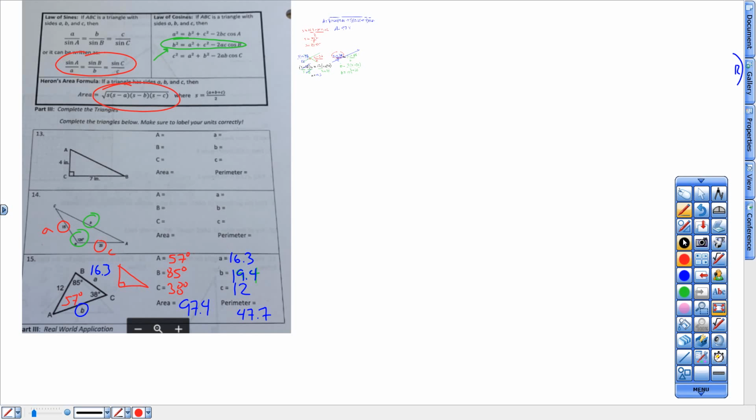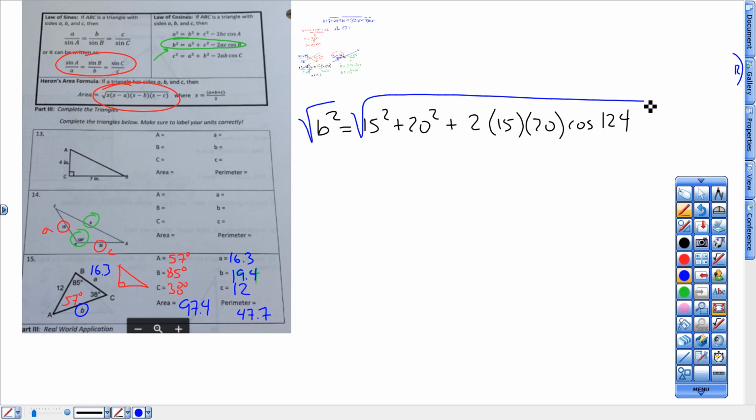All right, so here I go. To find that angle, b squared equals a squared. A is 15 plus b squared is 20 squared, I believe, plus 2 times a times c times cosine 124. I am square rooting this whole madness piece to get what b is. Good luck. All right, here I go.